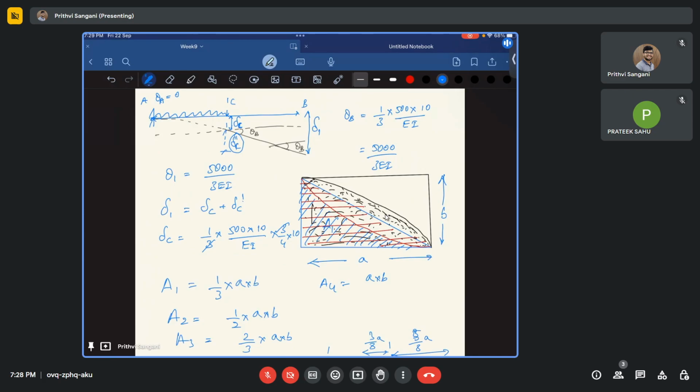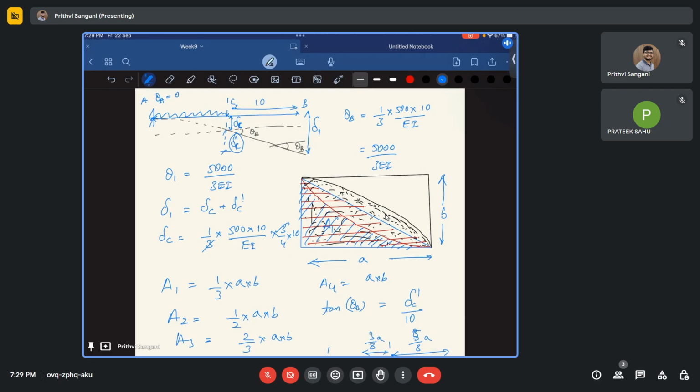Delta C prime can be found out by using theta B, which we already have. So tan theta B is nothing but delta C prime by 10. This is 10. I'll just write it here. Tan theta is equal to delta C prime, the opposite side, by the adjacent side, that is 10 meters.